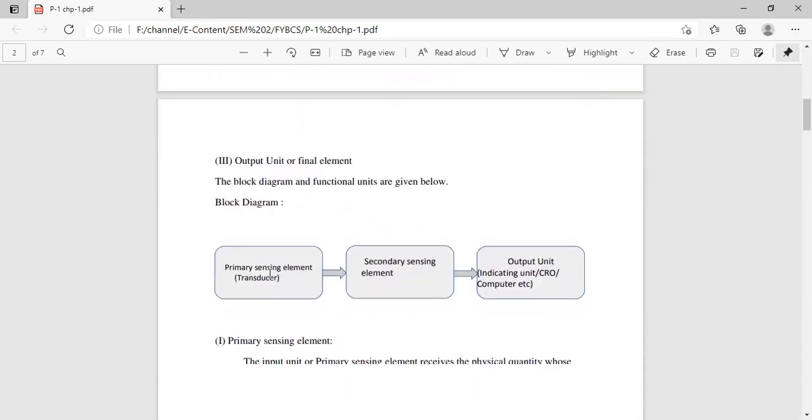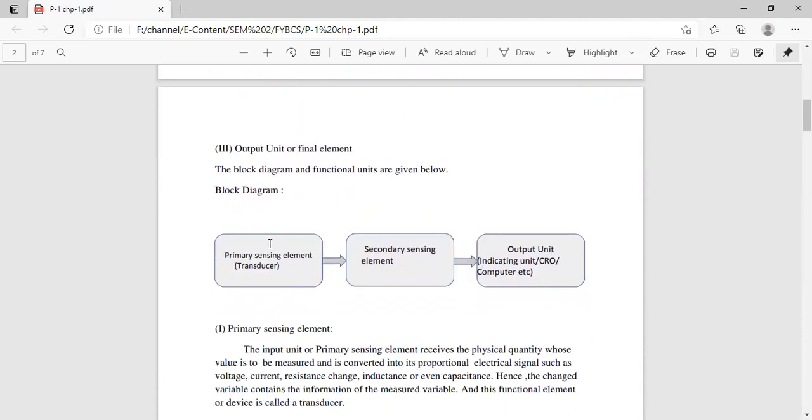All right. Now we can see the block diagram of the analog type of instrumentation system, which contains the first block as the primary sensing element. There you can use a sensor or transducer. After that, there is a secondary sensing element. After that, there is an output unit, which may be any kind of display. That display may be a CRO display, computer display, LED display, LCD display, any kind of display circuit you can use at the output unit.